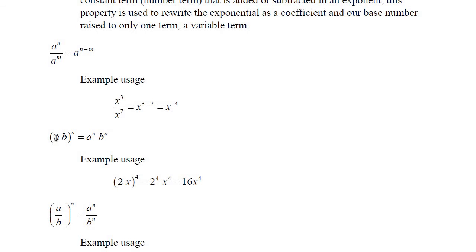My next property here: if I have a times b in parentheses, and that's raised to an exponent of n, then the a gets the exponent of n, and the b gets the exponent of n. So the example usage here is I have 2 times x raised to the 4th power. That's going to be 2 to the 4th power times x to the 4th power, and the 2 to the 4th power simplifies to 16. So that gives me 16 x to the 4th.